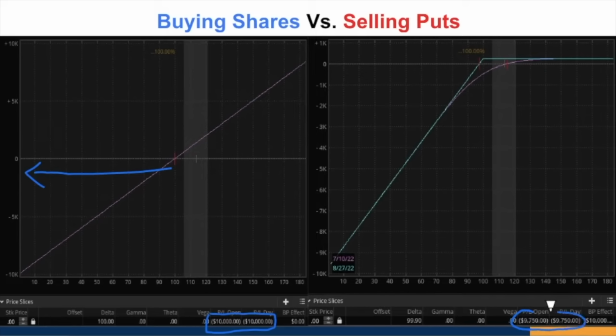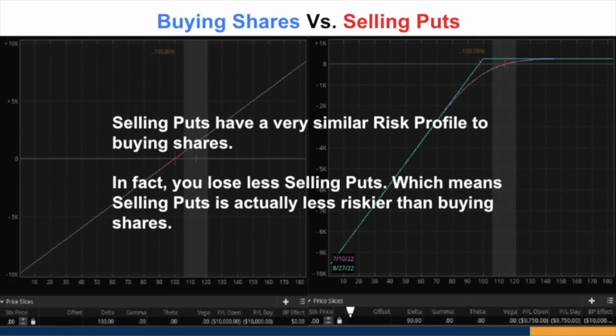You only lose $9,750. And I don't mean "only" as in that's little money. What I'm trying to say is that you're losing less than buying shares. So the risk is actually lower than buying shares. Selling puts has a very similar risk profile to buying shares. In fact, you lose less selling puts, which means selling puts is actually less risky than buying shares.